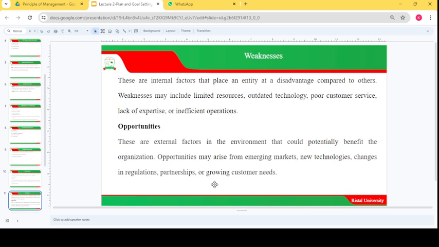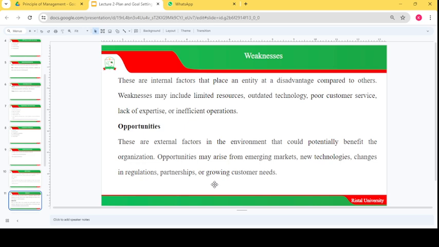And weaknesses are internal factors that place an entity at a disadvantage compared to others. So weaknesses may include limited resources, outdated technology, poor customer service, lack of expertise, or inefficient operations.